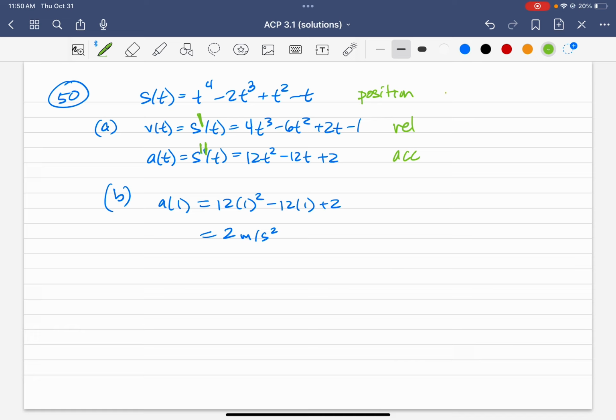Why? Because for position, it's meters. For velocity, it's the change in meters every second, change in position over time. But then if I say, how does that change with respect to time, that's where you get meters divided by second squared. That's where you get meters per second squared, because it's change in meters per second every second. Your velocity is changing every second. That's why it's meters per second squared. Great work.